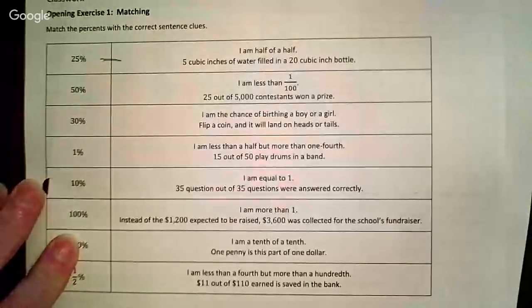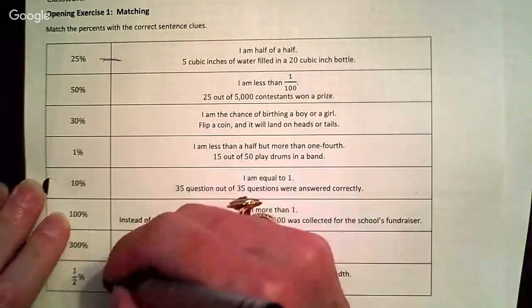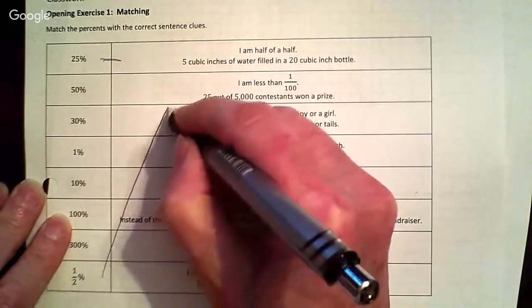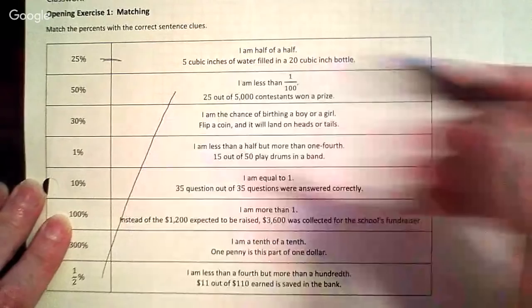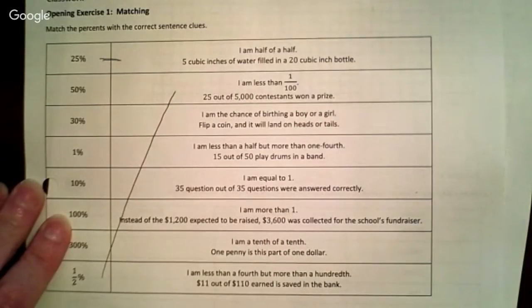I am less than 100th, 25 out of 5,000 contestants won a prize. That is 1/2%. I am the chance of birthing a boy or a girl. Flip a coin and it will land on heads or tails. That is 50%.